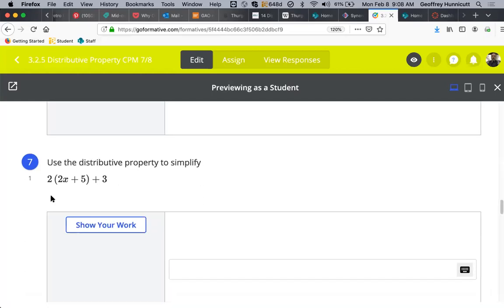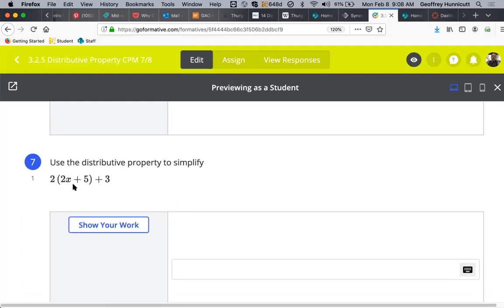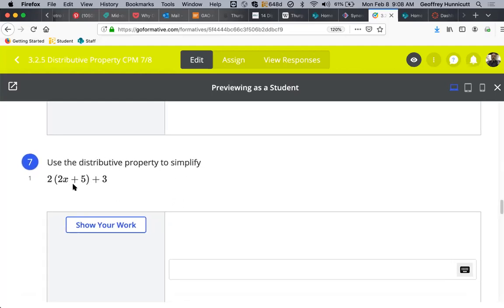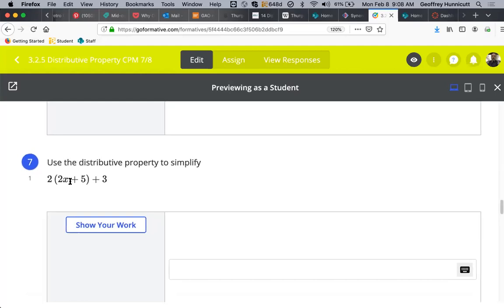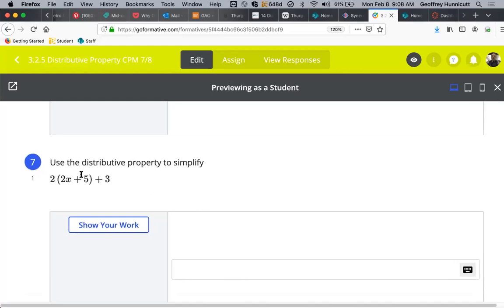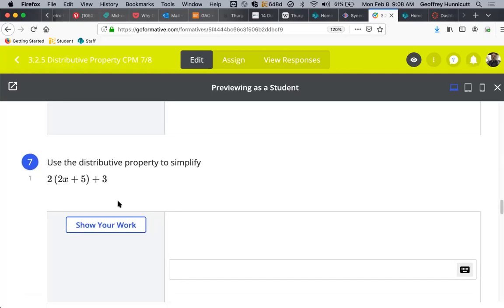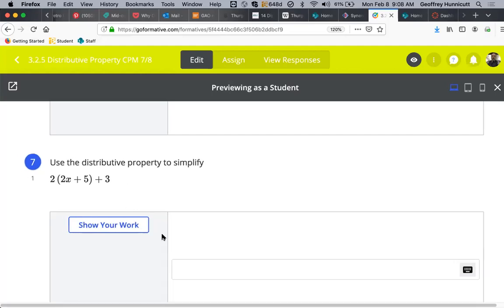Remember, we have order of operations: Please Excuse My Dear Aunt Sally. Parentheses, exponents, multiply, divide as they happen from left to right, then add and subtract as they happen from left to right. In this case, if you look inside the parentheses, I have 2x plus 5, don't I? Well, I can't add those together because they're not alike. So now we go to exponents. I don't have any exponents. So then we go to multiply, and I've got to multiply right here: 2 times 2x, then 2 times 5. Then you're going to combine your like terms afterwards. So just be careful with that.